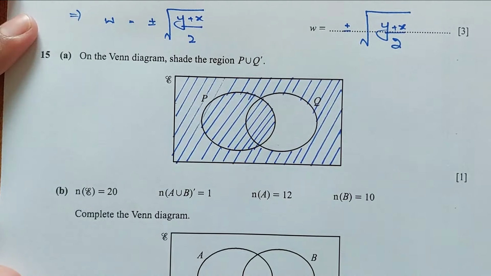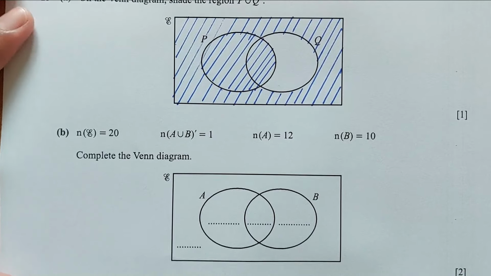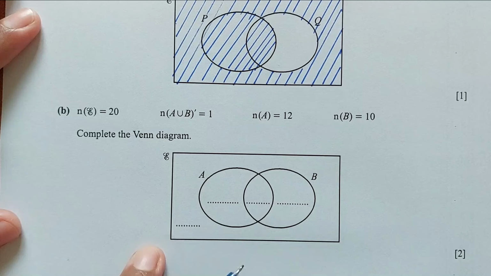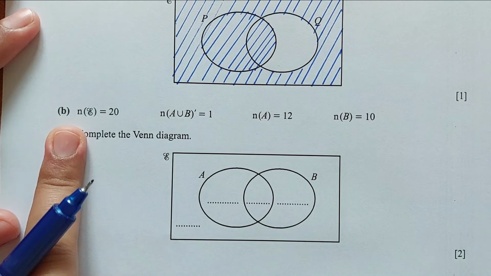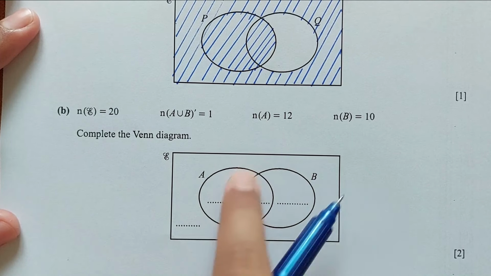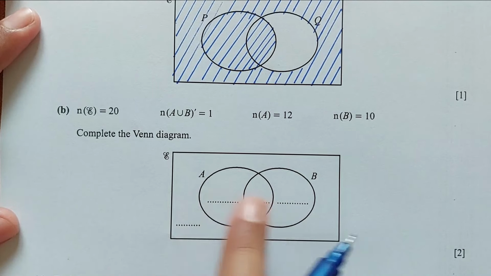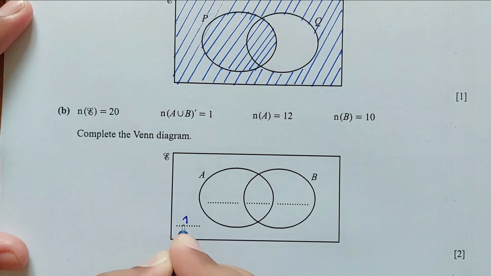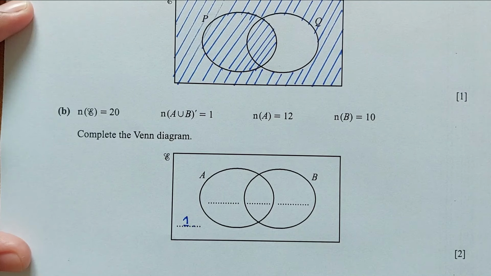This is going to be the shaded one. Now for part B, we are given the number of elements in a universal set, which is 20. The total elements are 20. The number of elements in (A union B) complement is 1. This is A and this is B. The union of A and B and its complement is the region that is outside, so it is just 1 over here. The number of elements in A is 12 and the number of elements in B is 10, and we have to complete the Venn diagram.